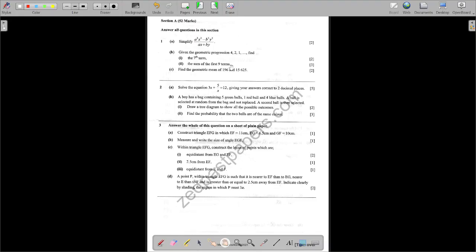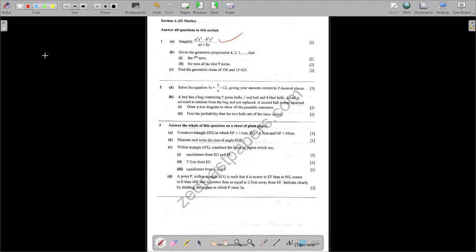Today, we'll be looking at questions of mathematics from the 2021 past paper, ECZ, Examination Council of Zambia. So, the first question is this one. It says simplify a squared x squared minus b squared y squared, divided by ax plus by.